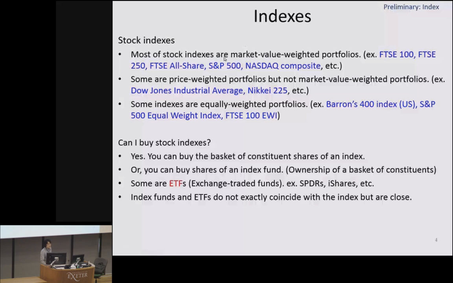Most of the stock indices are market value weighted portfolios, including FTSE 100, FTSE 250, together they are called FTSE 350, S&P 500, NASDAQ, and so on. Some of the indices are price-weighted portfolios, such as the Dow Jones Industrial Average and Nikkei 225. There are also stock indices which are equally weighted portfolios, such as Barron's 400 Index, S&P 500 Equal Weight Index, FTSE 100 Equal Weight Index, and so on.